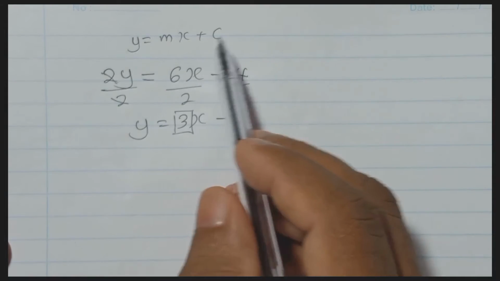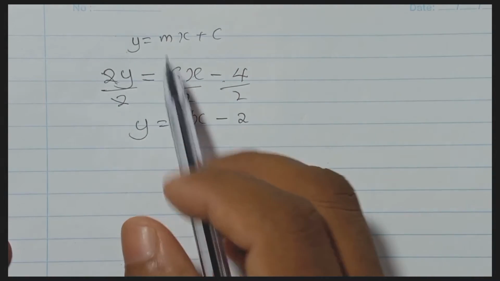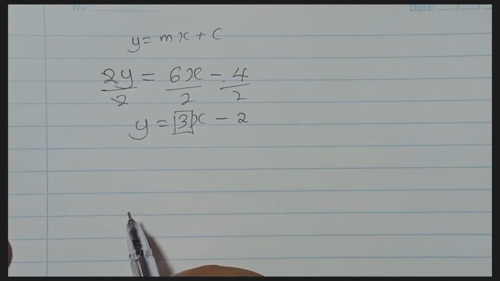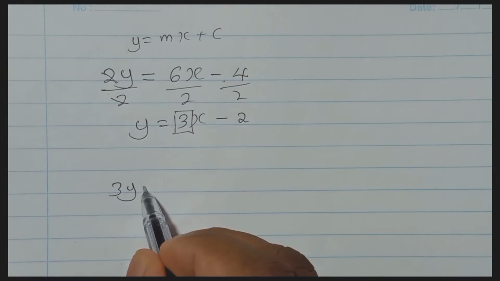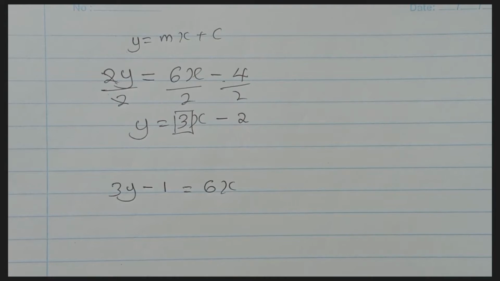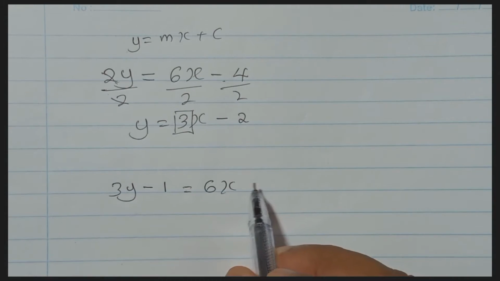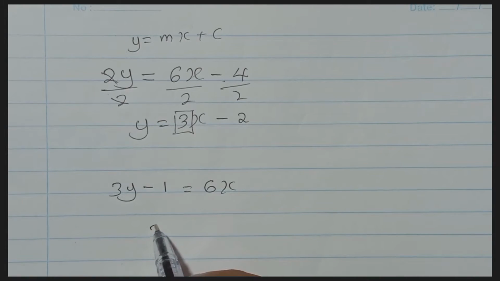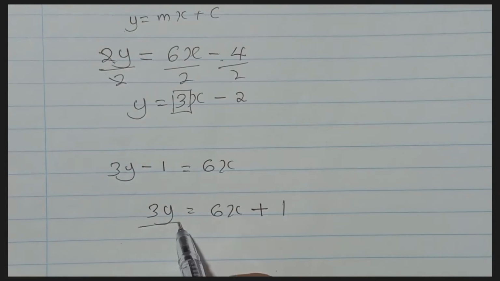Y equals mx plus c, in this format you must write it, and then the value with x will be the gradient. Now I will give another example. Think here you have 3y minus 1 equals 6x. Now what we should do is bring this minus 1 to this side, and keep 3y here, and 6x here. The minus 1, when you bring it to this side, will be plus 1, right? Now you have to divide all of this by 3.